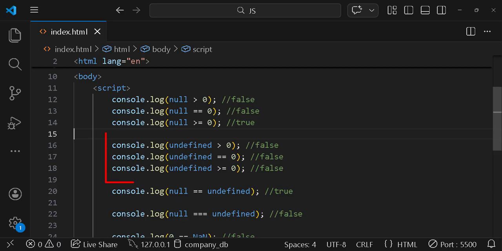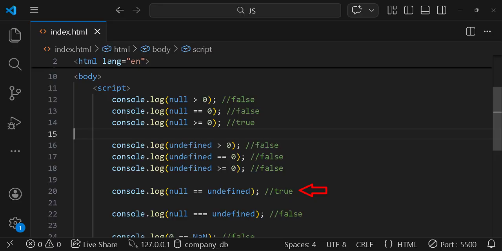Okay. We have the same three expressions again, but with an undefined word. Remember now. The rule that we learnt earlier is not at all applicable to the undefined word. So here, all the outputs are false. Undefined is not greater than 0. It is not double equal to 0. Also, it is not greater than or equal to 0. All are false.